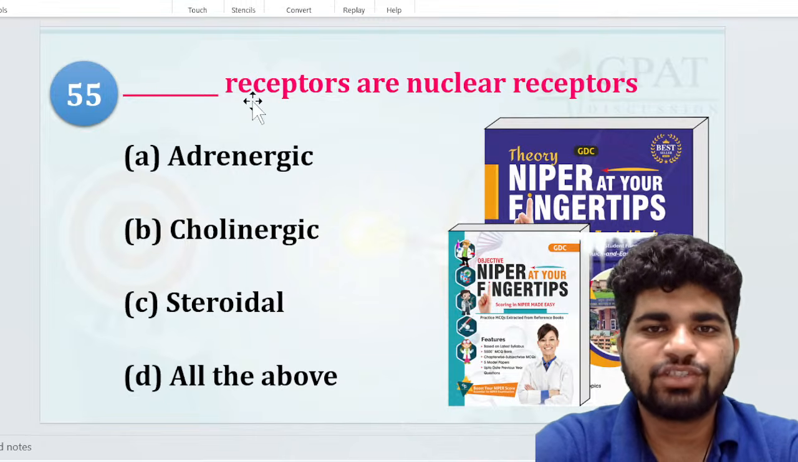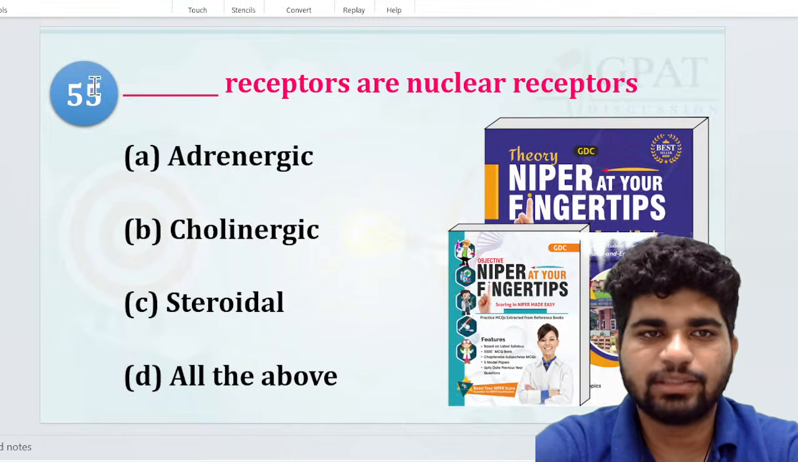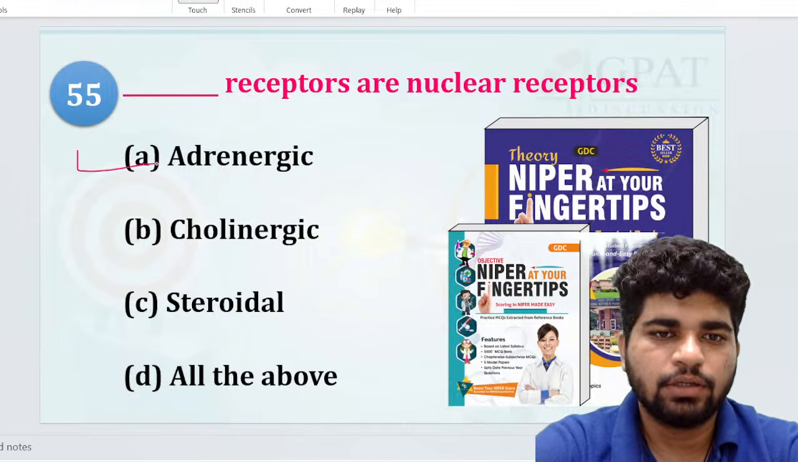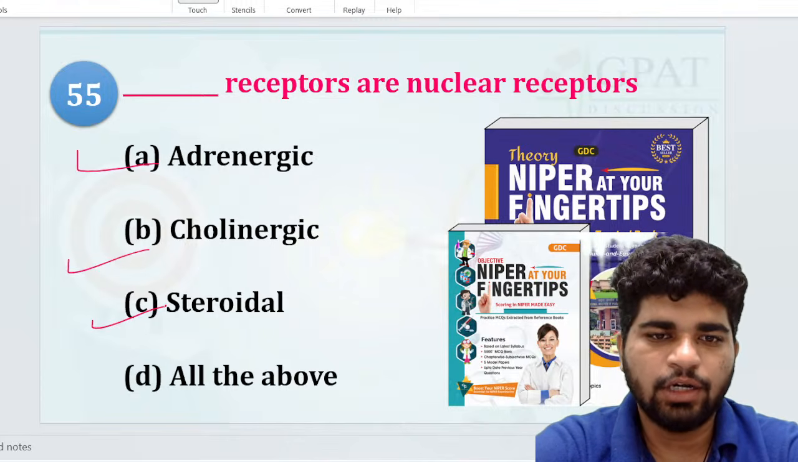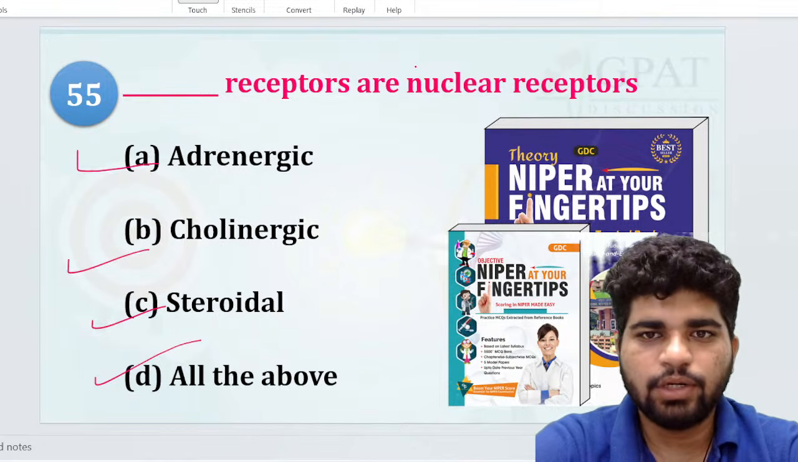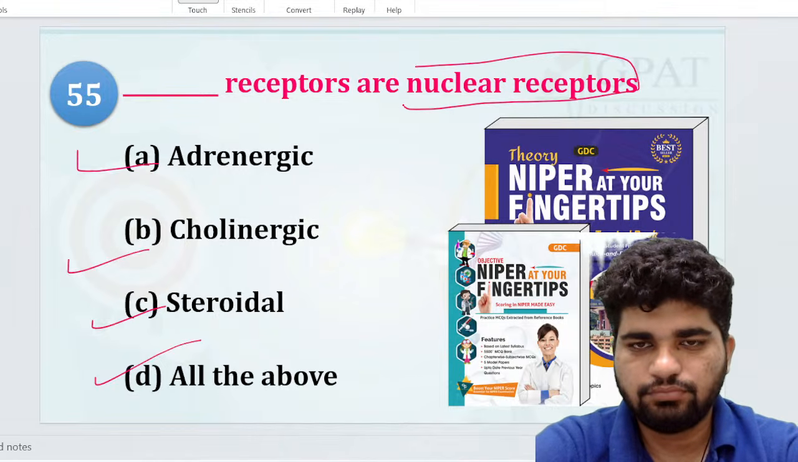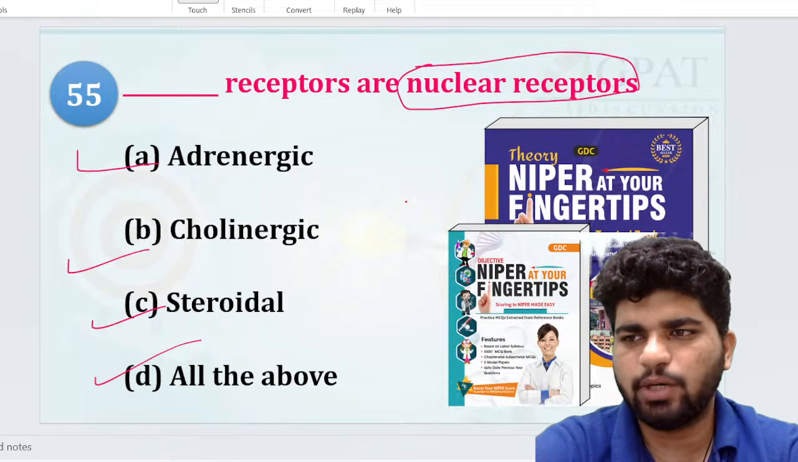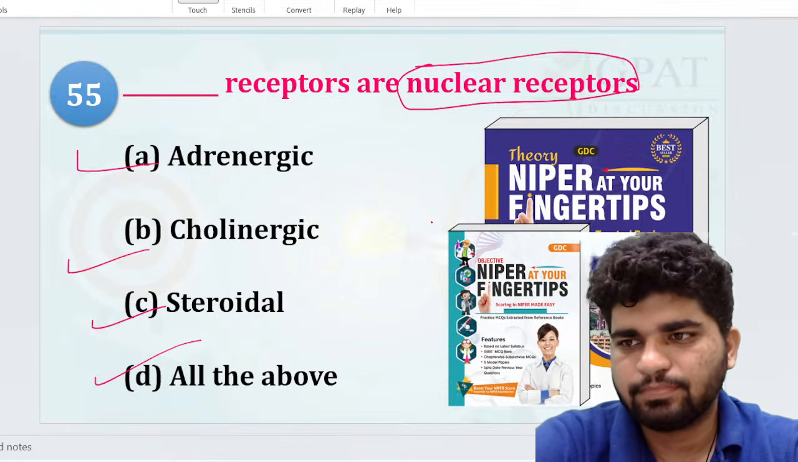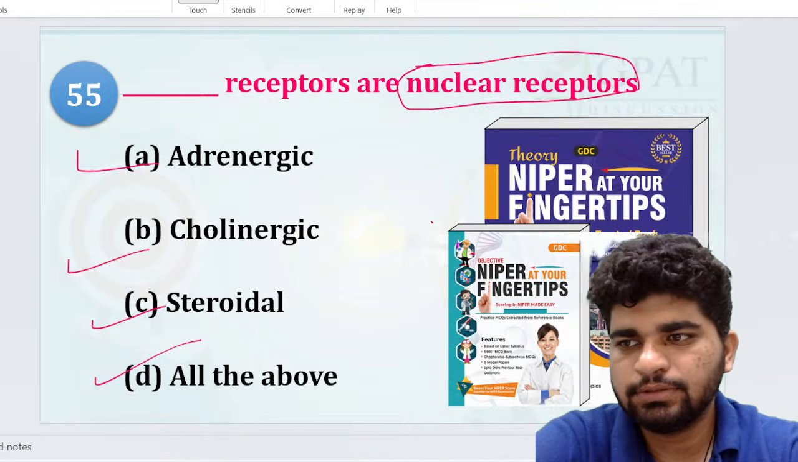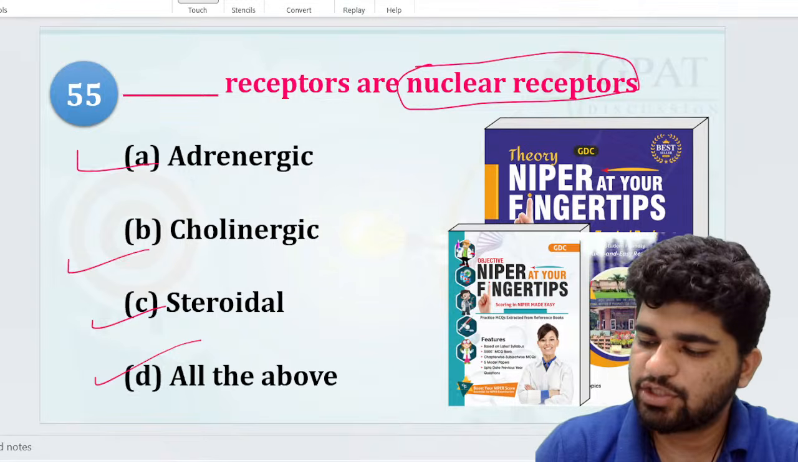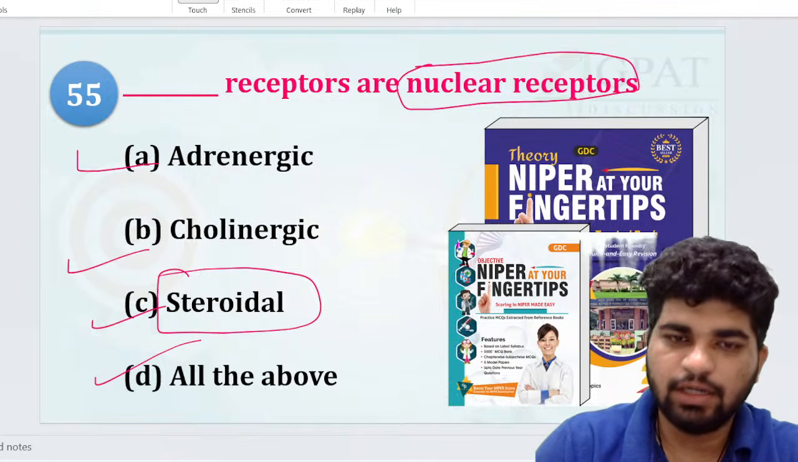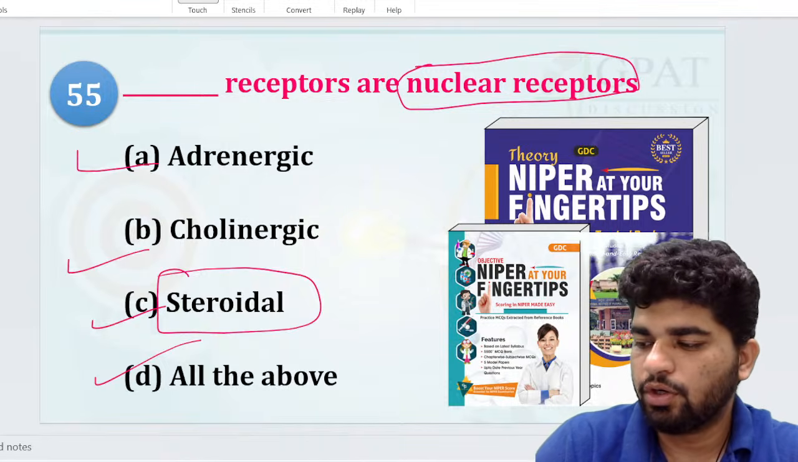Now this one. Dash receptors are considered to be nuclear receptors. These are adrenergic, cholinergic, steroidal, or all of the above. Nuclear receptors I'm talking about. Simple question. That's your steroidal. Very nice, Magesh.